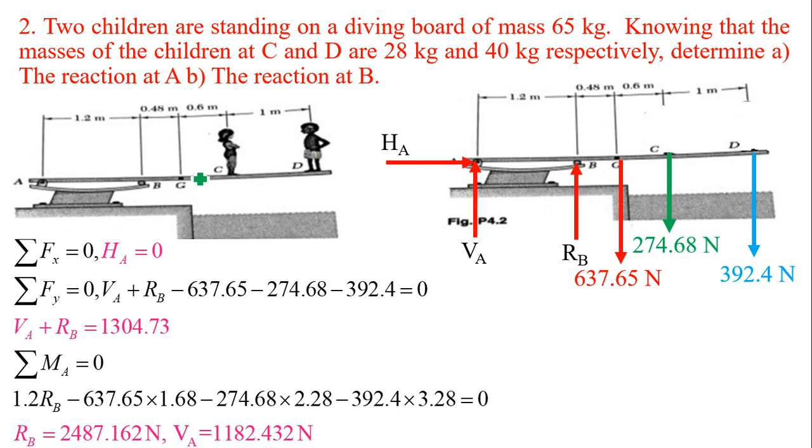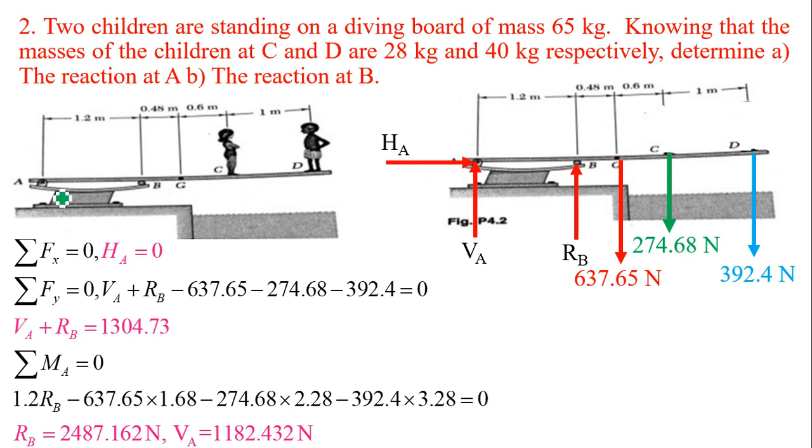two children are standing at point C and at point D. The mass of the diving board, or self weight of the diving board, is given as 65 kg, and the mass of the children at point C is 28 kg, and at point D it is 40 kg. And we have to determine the reactions at point A and at point B. Right? Now to solve this problem, our first job is to draw the free body diagram, showing all the forces.